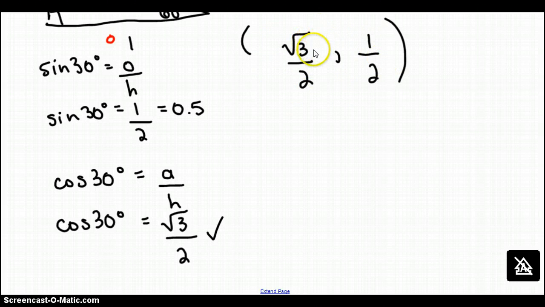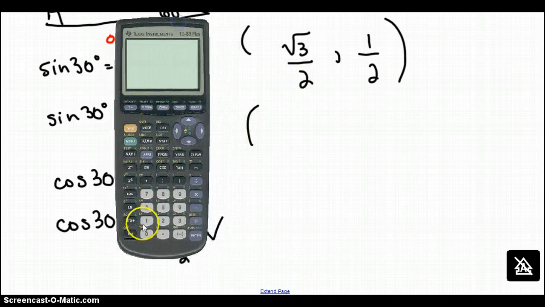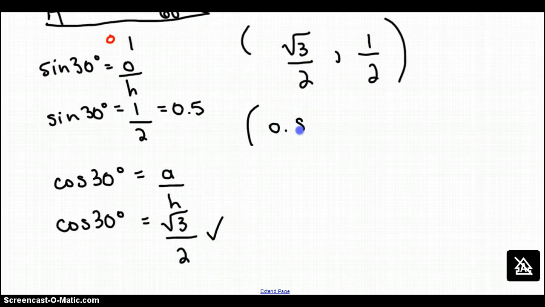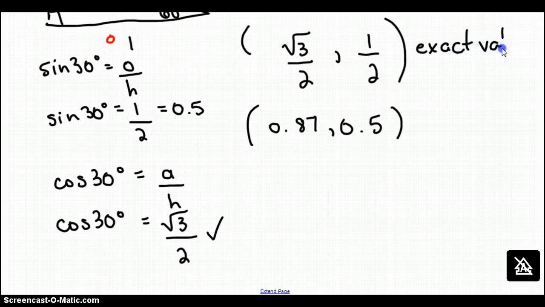Now, if you are actually going to calculate this in your calculator, you will see, show you here, that when you do square root of 3 divided by 2, that gives you 0.87. And when you do 1 divided by 2, it's 0.5. So just remember that these are my exact values. That's what I will be looking for in the assignment.